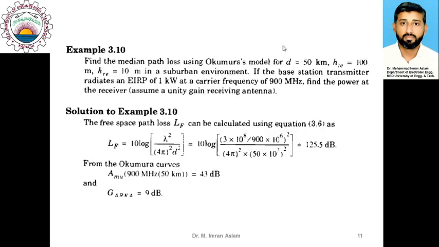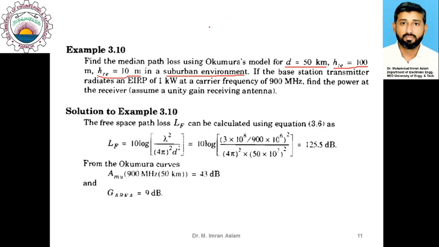Let us take a simple problem on this basis. Find the median path loss using Okumura's model for a distance of 50 kilometers. So we are given a distance, which is 50 kilometers. The transmit antenna height is given as 100 meters. The receive antenna height is given as 10 meters, and the type of environment that we are given is a suburban environment. So we want to find the median path loss based on this Okumura's model.